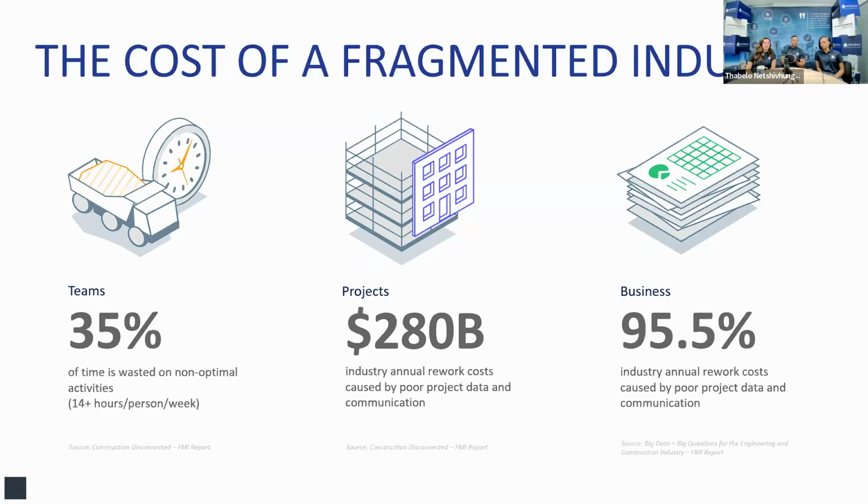And then obviously on project, this results in around $280 billion of industry annual net rework costs caused by poor project data and communication. And its impact on business, 95.5%, was by poor project data and communication as well. All right, so not managing our data and setting up our projects correctly does impact collaboration and coordination on project. Do you guys have anything to add?